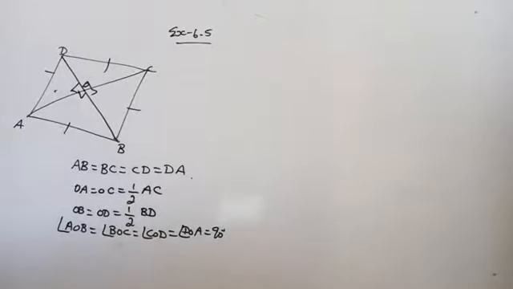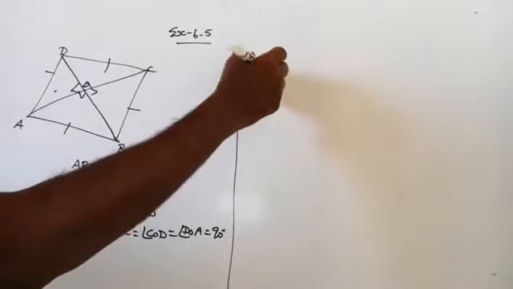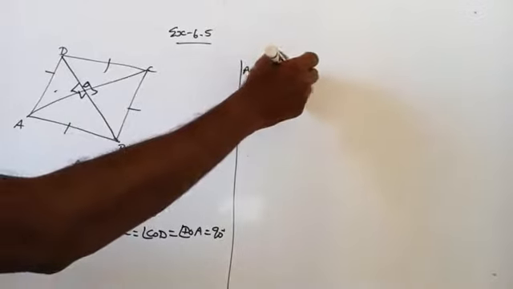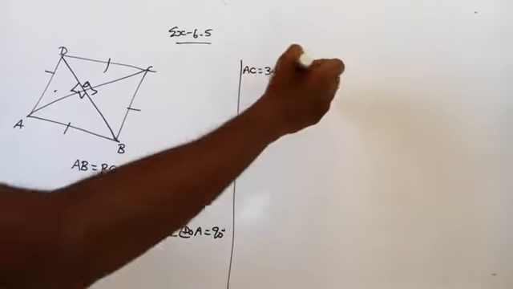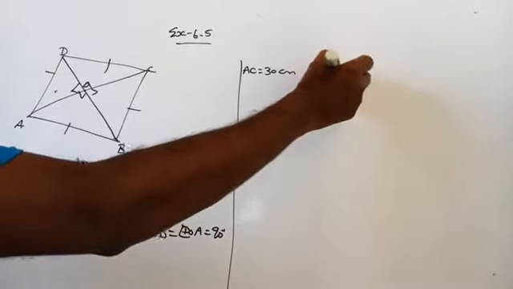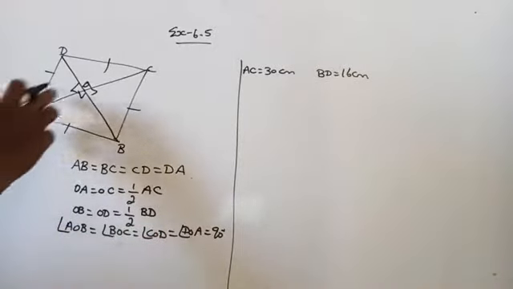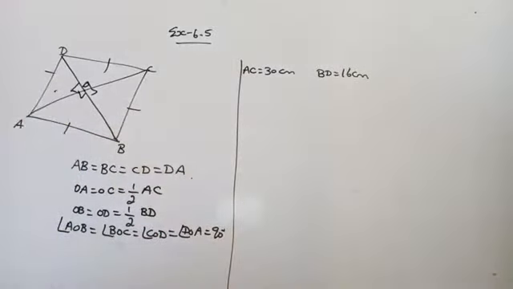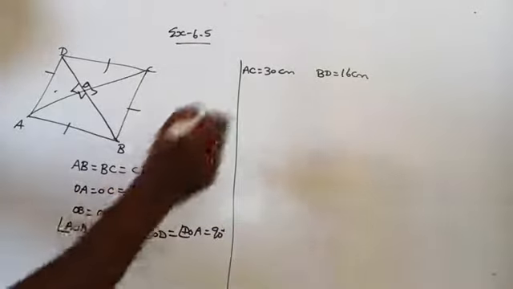Here it is given that the diagonals of a rhombus measure 16 centimeter and 30 centimeter. That is, AC equals 30 centimeter and BD equals 16 centimeter. Am I right? Now you can find OA as well as OB. OA is nothing but half of AC.